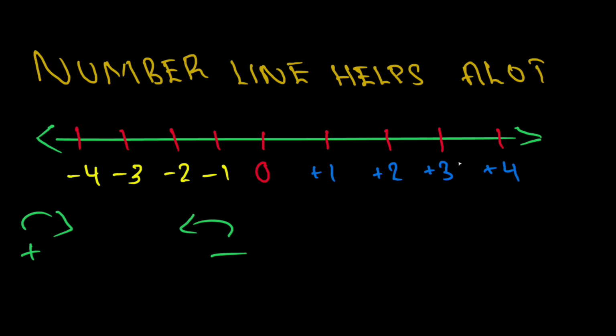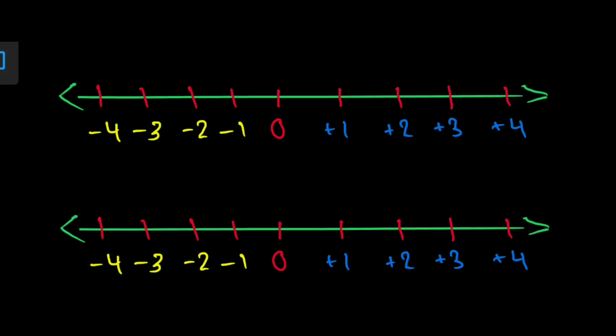For example, if you start at positive 3 and add negative 5, you move 5 steps to the left from 3. So 1, 2, 3, 4 and 5, which lands us at negative 2. This movement on the number line makes it easier to see why the sign and the value change the way they do. Let's try these examples using the number line.